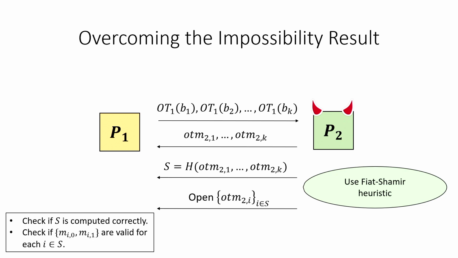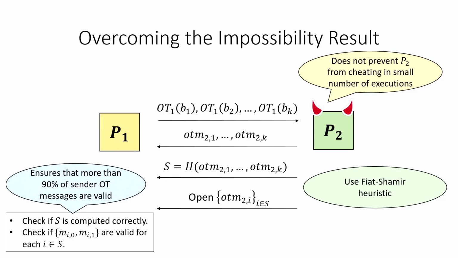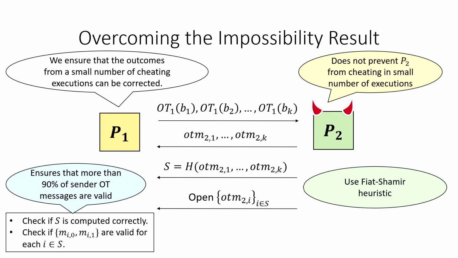In fact, this doesn't prevent P2 from cheating in a small number of executions, because you could learn 10% of the bits here, 10% of the bits there. In the reusable setting, P2 could potentially cheat in a small number of executions in each reuse, and could use this information to break receiver security. So to overcome P2 cheating in a small number of executions, the authors use standard error correcting properties of Shamir secret sharing.